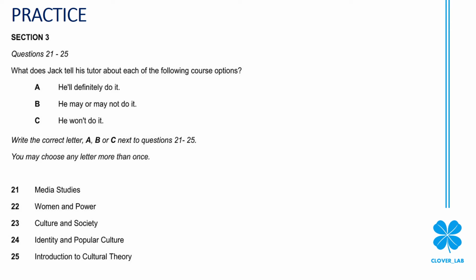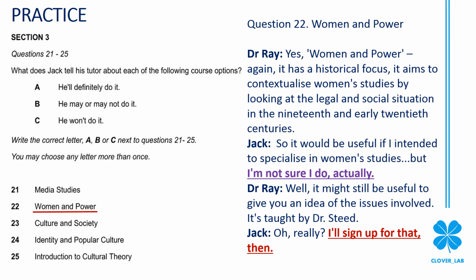Okay, question 22, women and power. So what's the answer? Let's look here. So, read the tape script. At first, as you see, Jack says that he is not sure about taking women's studies, which suggests that he may or may not do it. But when he hears that the tutor teaching the course is Dr. Steed, he then decides that he will definitely take this course. So that's why the answer is A. He will definitely do that.